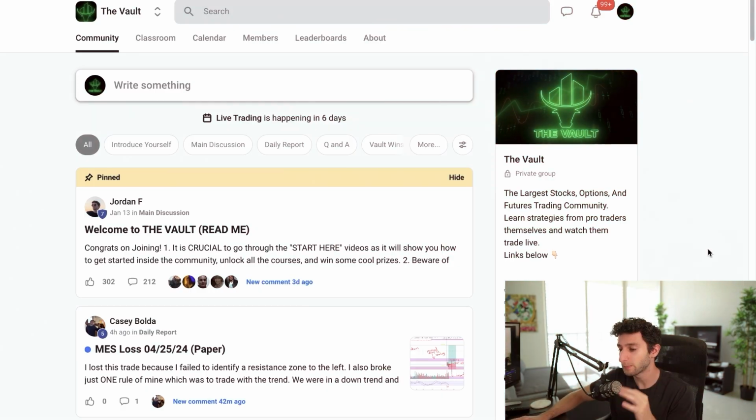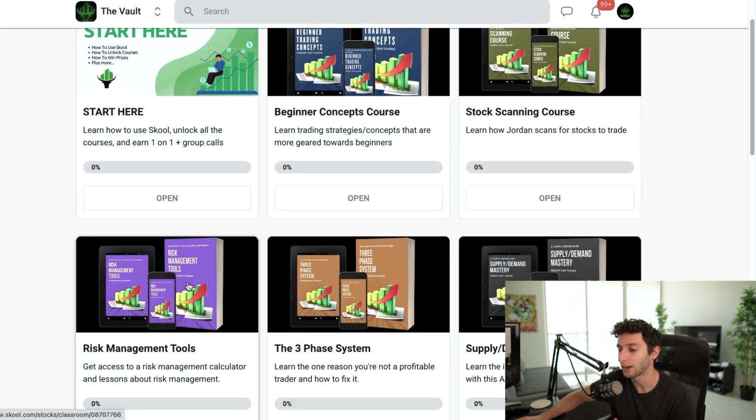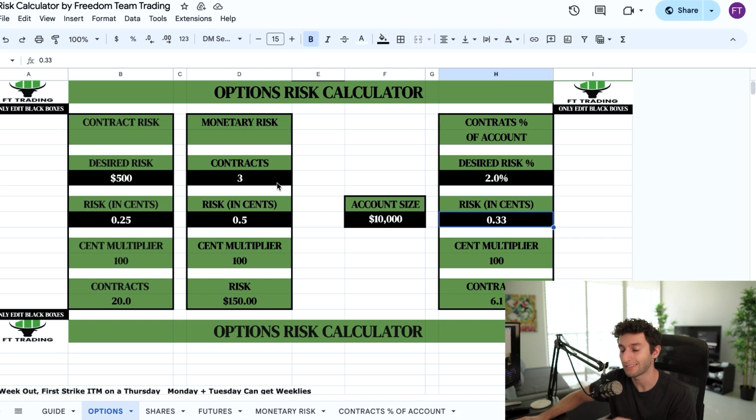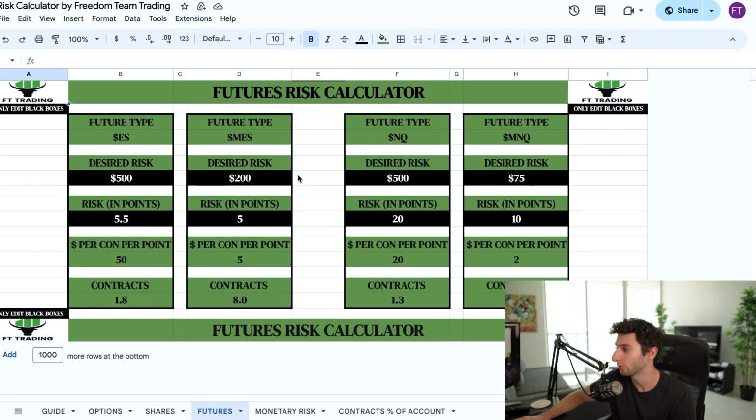Okay, so this risk management calculator is extremely easy to use. Same exact thing. You want to head over to the Classroom tab inside the vault and click on risk management tools. Okay, the first link in there is going to be this risk management calculator here. You can click on that and it's going to take you to make your own copy of a page that looks like this. Okay, now this is a very, very simple calculator you can use for everything. Okay, we have an options one, we have shares one, we have futures, we have pretty much everything that you can use for this.